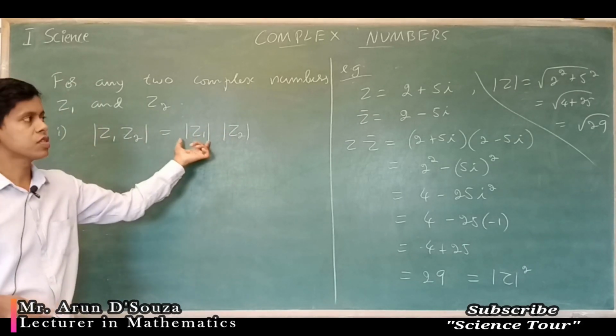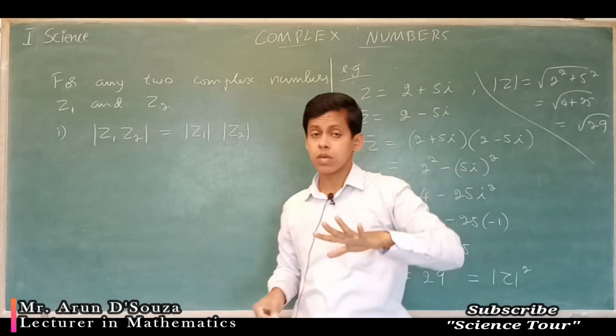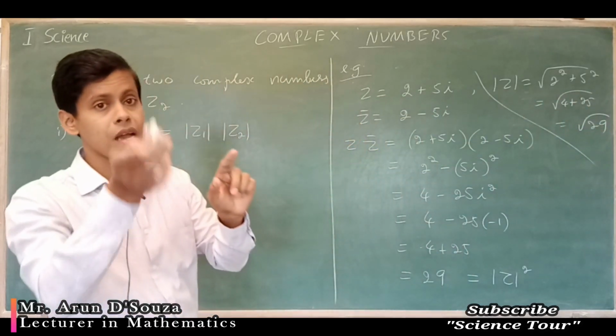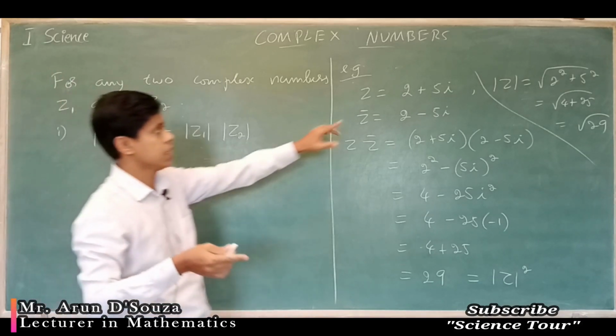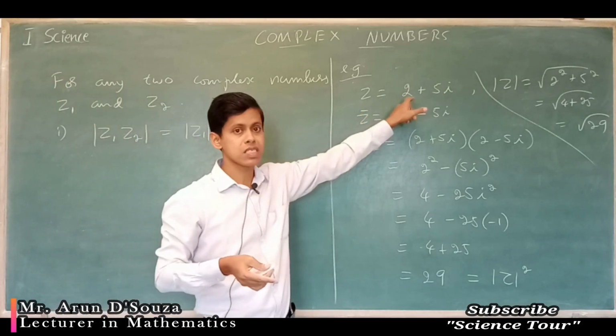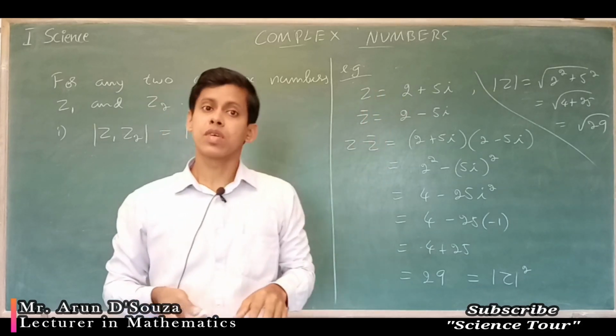So modulus of Z1 will be like this, some number. Okay. So multiplying those numbers will be easier than multiplying each and every part of the complex numbers. Okay. So that multiplication will be time consuming.